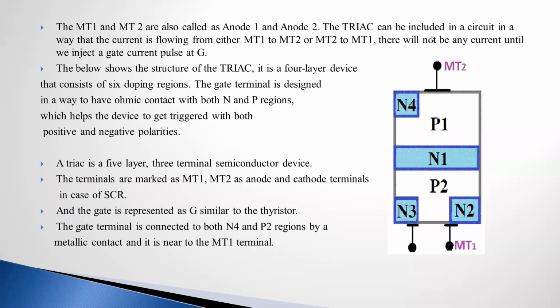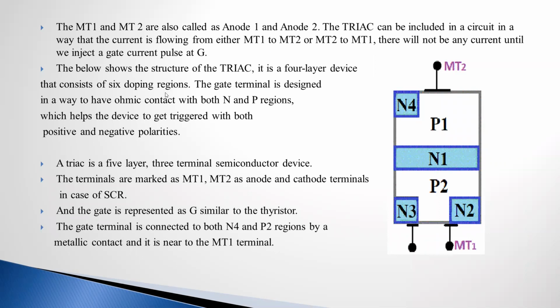The triac can be included in a circuit in a way that the current flows from either MT1 to MT2 or MT2 to MT1, but there will not be any current until we inject a gate current pulse at the gate. Clear? So the triac is the same as a thyristor. It requires gate current, whether positive or negative, but it requires the gate supply. Otherwise, the triac cannot be turned on.